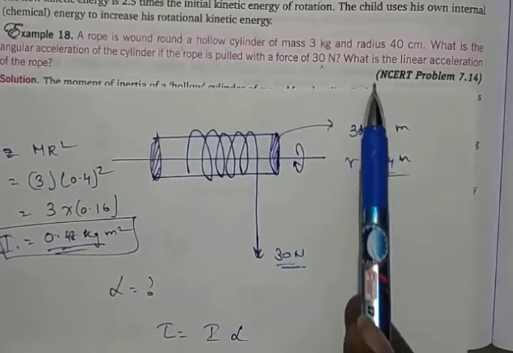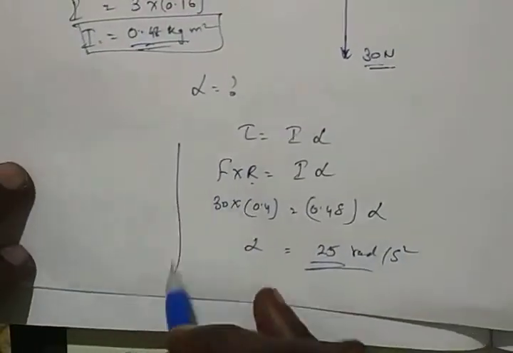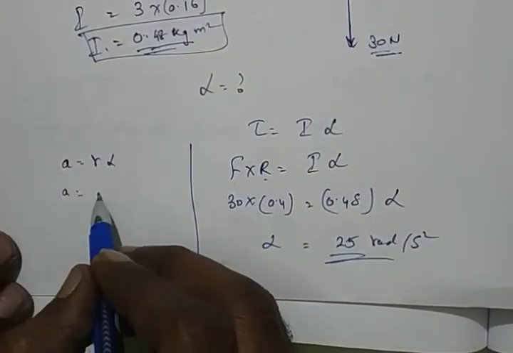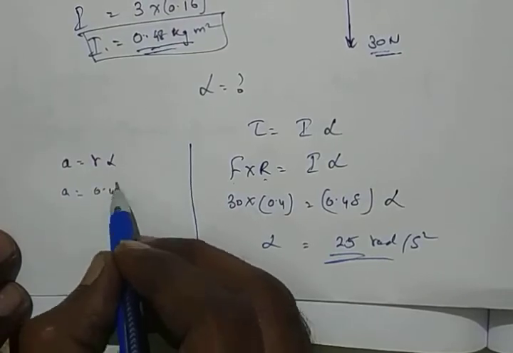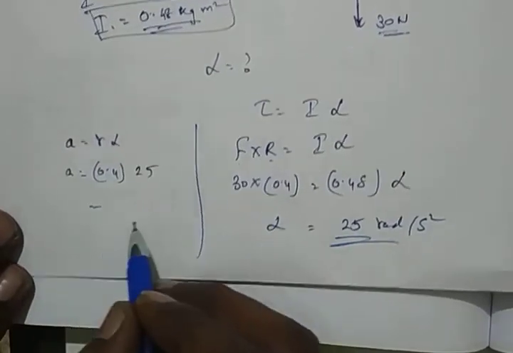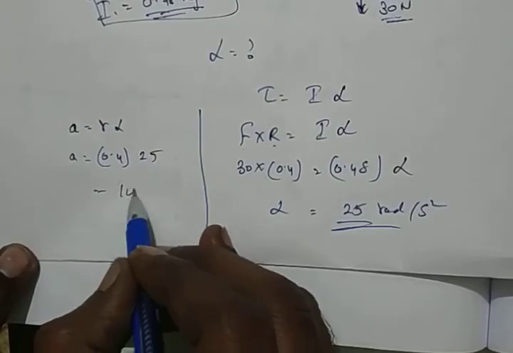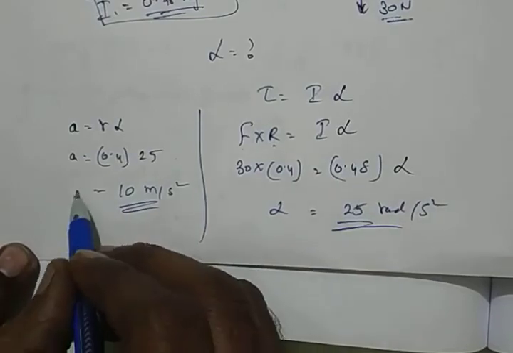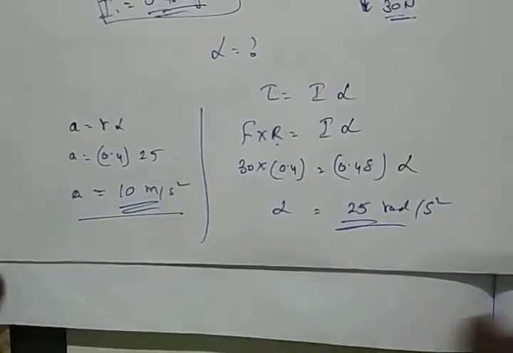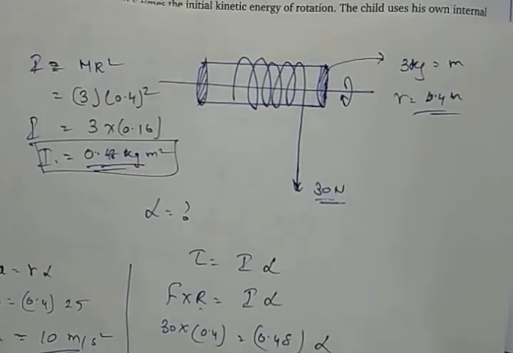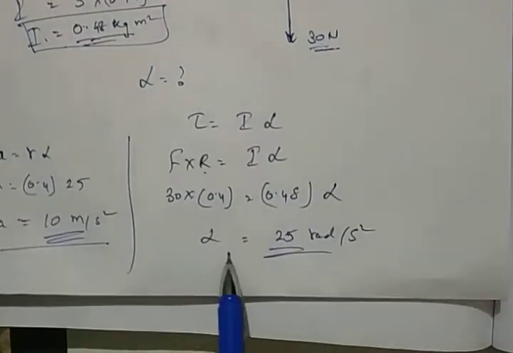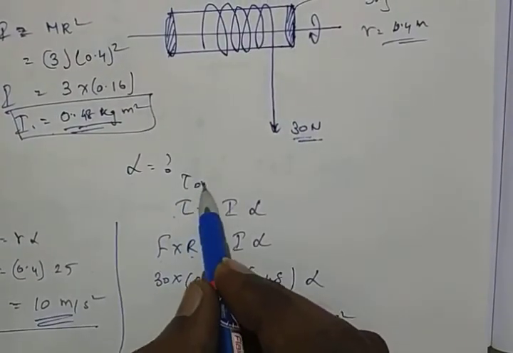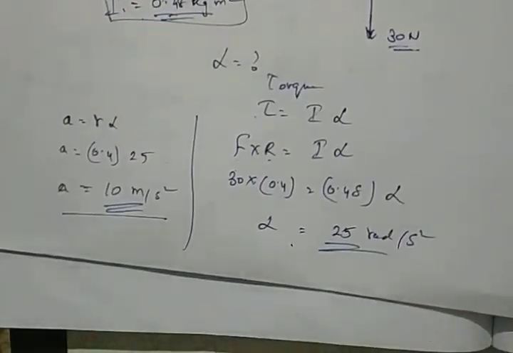Anything else asked? What is the linear acceleration? So you know acceleration is R alpha. So a is going to be equal to, what is the R value? 0.4 into 25. So 0.4 into 25 is 10 meter per second square. So that is the linear acceleration. Looks to be a big question, but there is nothing much. I you need to find out. Alpha you find out because you have this equation here. Torque you try to equate it and then you get this answer.